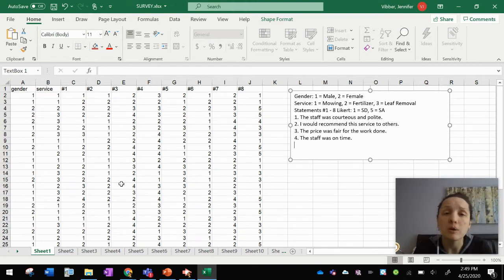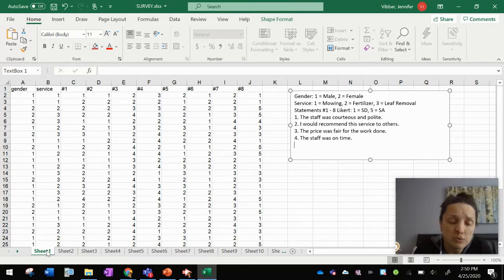Now, I want to know, how did they respond overall? So what I'm going to do with this is create histograms and then talk about what those histograms mean and what the descriptive statistics mean. So I am going to do these one at a time. So let me show you how to do something. When you collect information, it's nice to have a locked sheet.